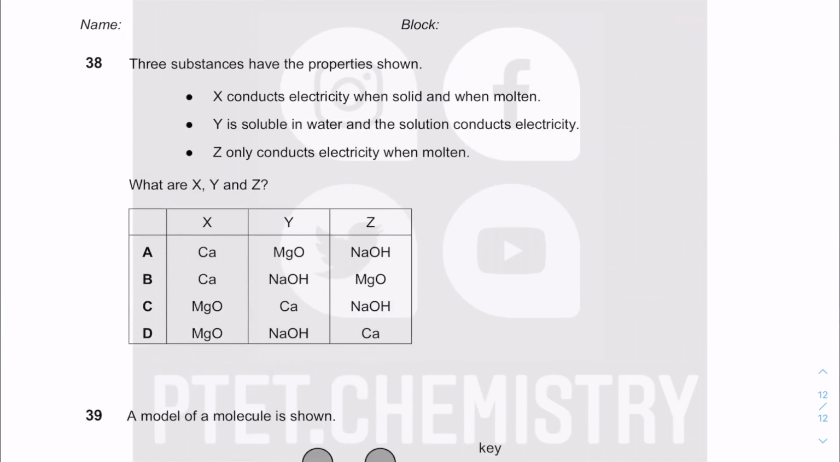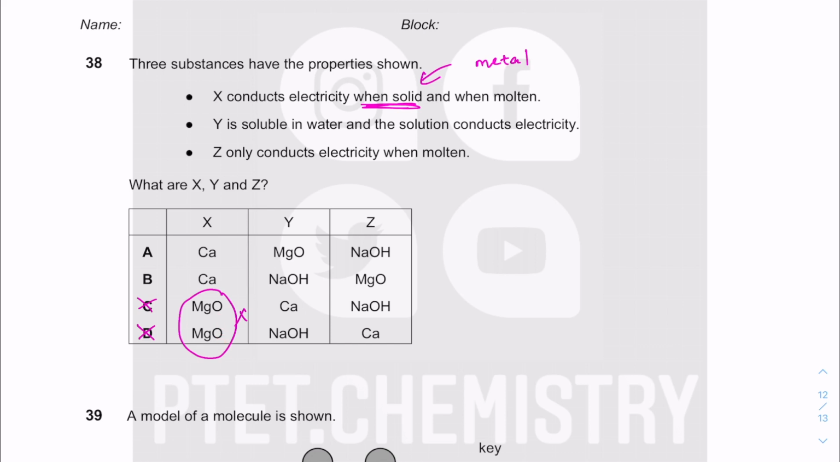38, we have three substances with the following properties, so we need to read very carefully. X conducts electricity when solid, so it's not ionic compound, it's not molecular compound, it must be a metal. It is not ionic compound. Alright, so C and D are out because you don't have free ions in the solid state. They are held in a fixed position in the giant ionic lattice, not free to move at all.